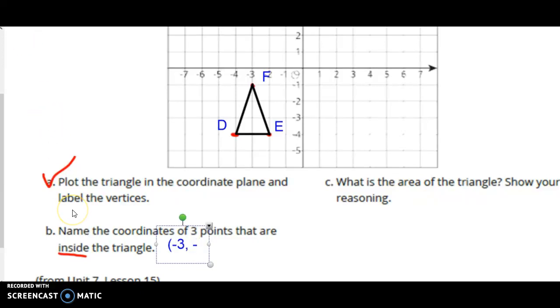We're on part B, which is name the coordinates of 3 points that are inside the triangle. And so we're looking at the vertical line on -3 on the x-axis. And I'm going to pick the point (-3, -2). I'm also going to go ahead and plot that point.